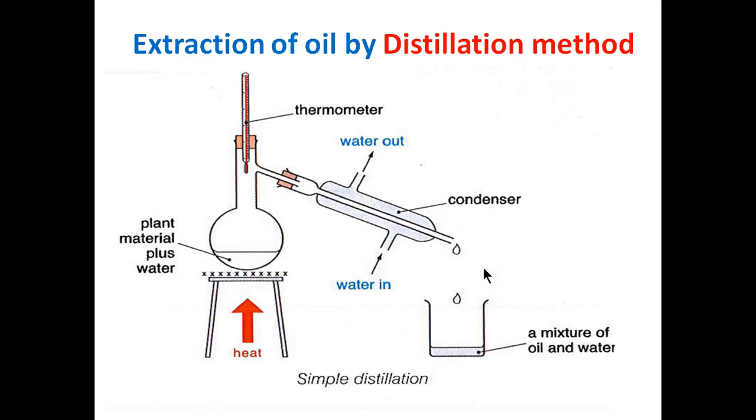As I told you, the mixture of oil and water can be separated by dissolving the oil in a solvent. By this method we can separate the oil from the plants. So these are the two methods we look at here for extracting oil from plants: pressing and distillation.